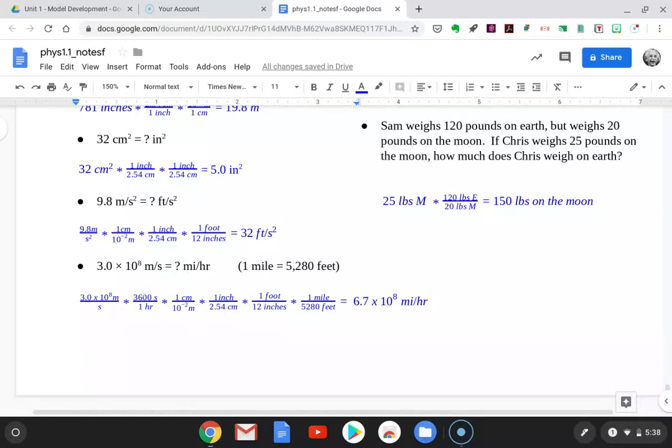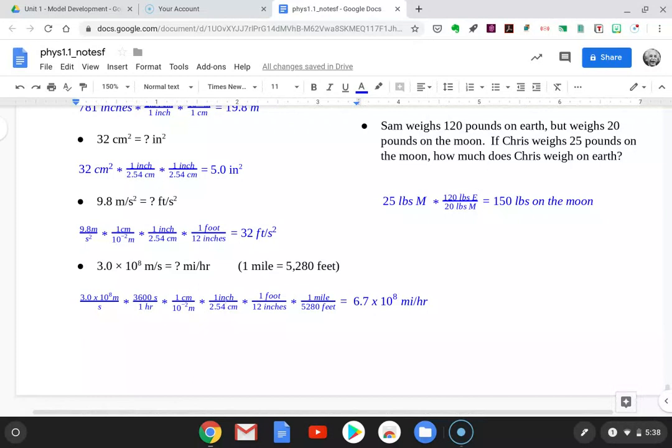So I know that 3,600 seconds is equal to 1 hour. I put the seconds on top because I started with seconds on the bottom, and as long as one's on the bottom, one's on the top, I can cancel seconds. I would be left with hours. And notice I want hours on the bottom at the end, and so I'm done converting the time. So then I've got to convert my meters into miles, and so I know that 1 centimeter is 10 to the negative second meters. So I would be at centimeters per hour if I stopped there.